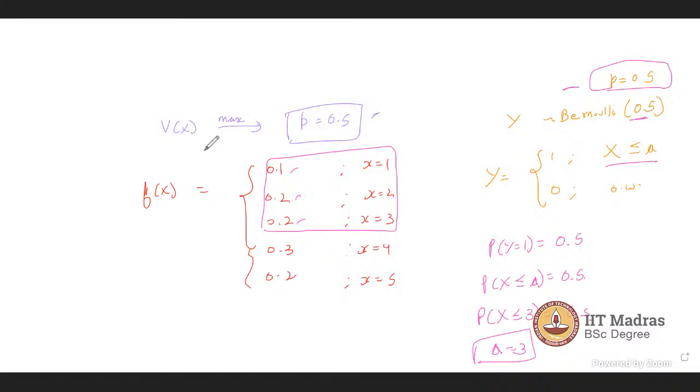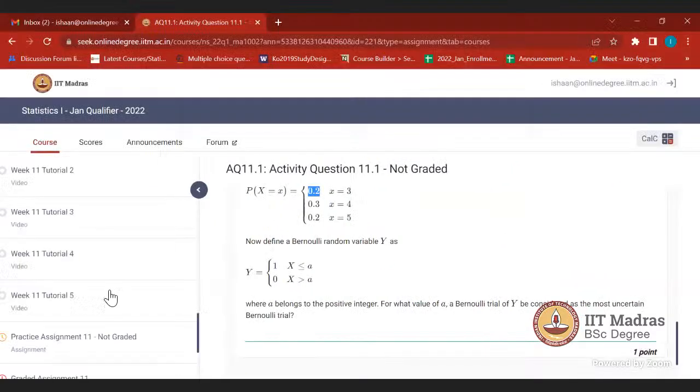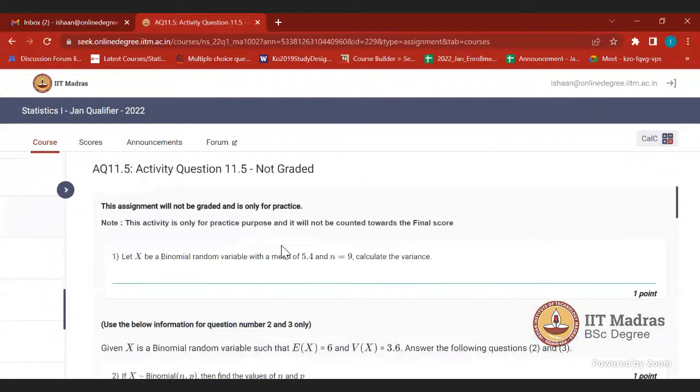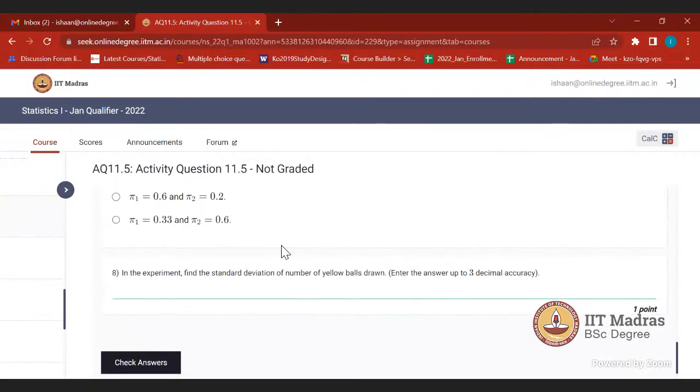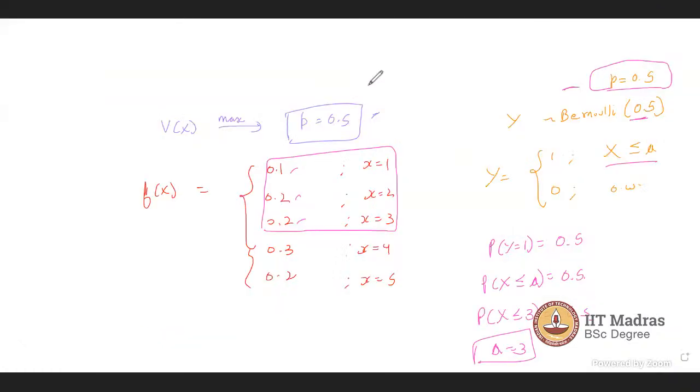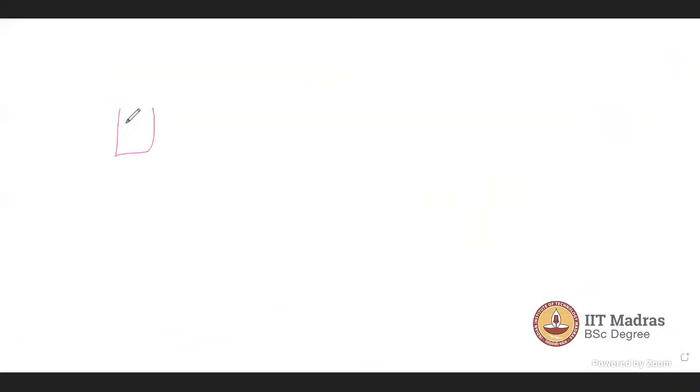Question 11.5, question number 8. The last question. It's a standard deviation. This one? Yes, the standard deviation, number of yellow balls drawn. Okay. 6 are red, 9 are yellow. In total, there are 15 balls, right? Yes. Out of which 6 are red and 9 are yellow, right?